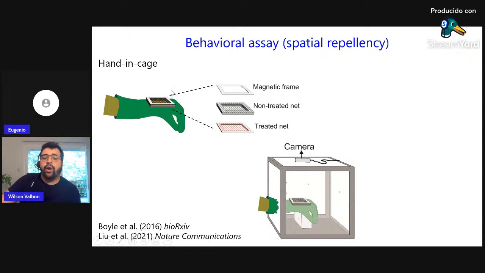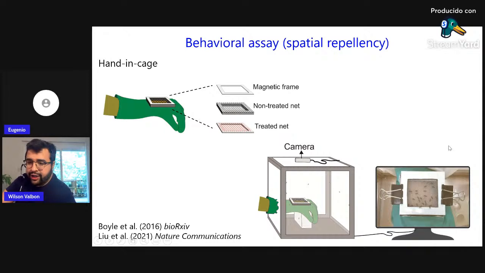Then we place our hand inside the cage. We have a camera on top of the cage, and the camera records the behavior of the mosquitoes. Eugene is very familiar with this methodology. Then we can count the number of mosquitoes trying to bite us. We put around 40 mosquitoes, and almost all of them are here trying to bite the hand. You record this for 4 minutes.